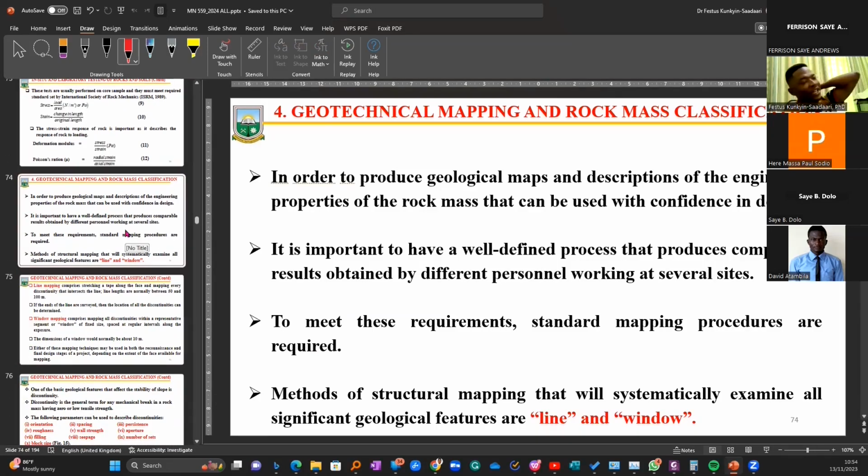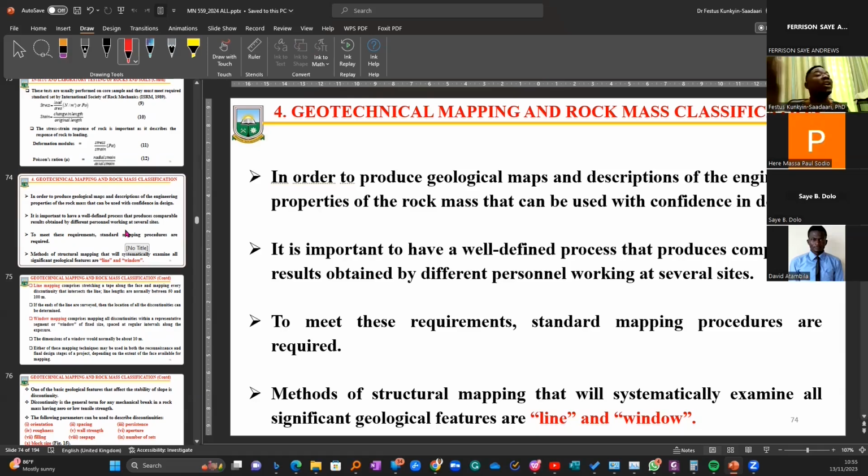So geotechnical mapping and rock mass classification. So when you have gotten all your mechanical properties and you have an idea of the physical properties of your rock, the next thing we do is to look at the qualitative properties of the rock. So we have the quantitative ones and the qualitative ones. And the qualitative ones usually we term as the rock mass classification. So I have subjected the sample to test in the lab and all that. Then now, what do I see visually when I get to the field?